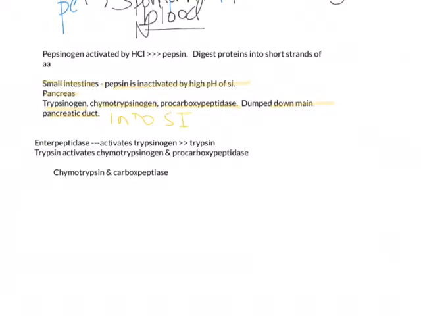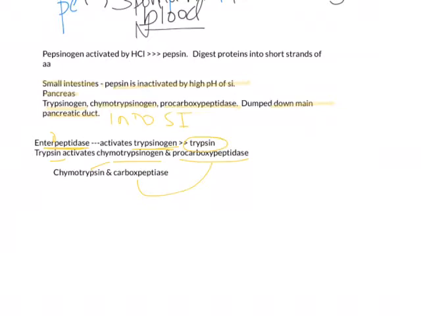Okay, now, there's an enzyme that's found in the small intestines. It's called, and I spelled it wrong, enteropeptidase. And what it does is it activates trypsinogen. So when trypsinogen is activated, it becomes trypsin. Trypsin then in turn activates chymotrypsinogen to be chymotrypsin and procarboxypeptidase to be carboxypeptidase, which I spelled wrong when I was typing them.